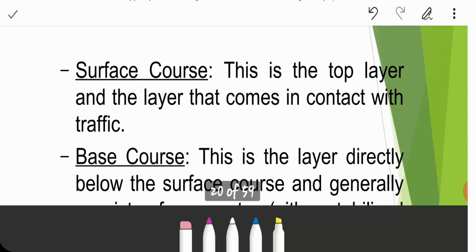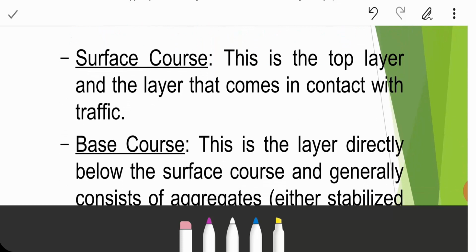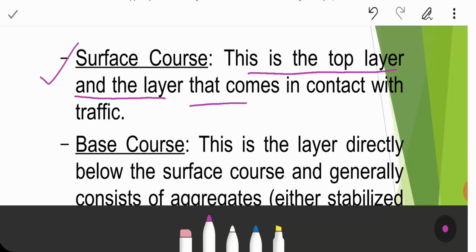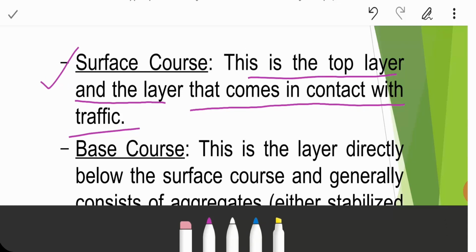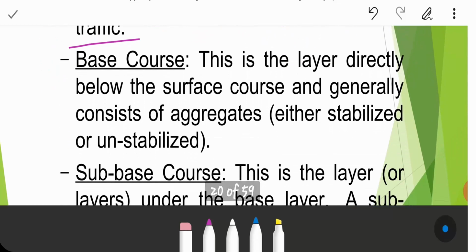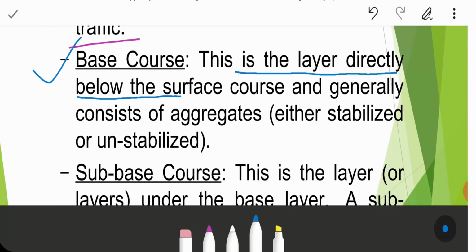Now what is the surface course in flexible pavement? This is the top layer and the layer that comes in contact with traffic, right? Now what is the base course in flexible pavement? This is the layer directly below the surface course and generally consists of aggregate, either stabilized or unstabilized. Clear?